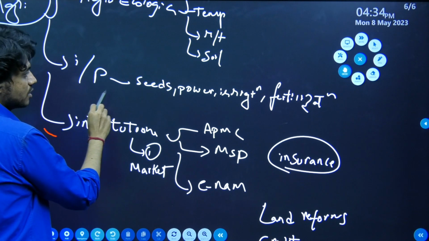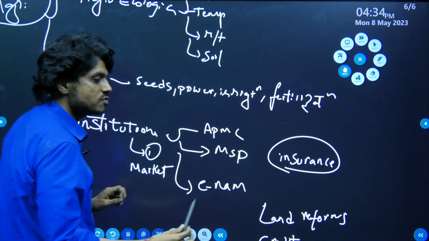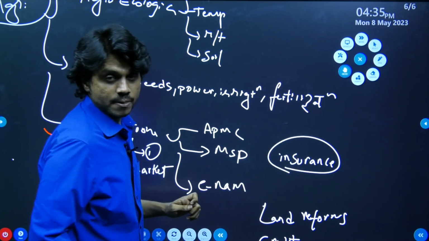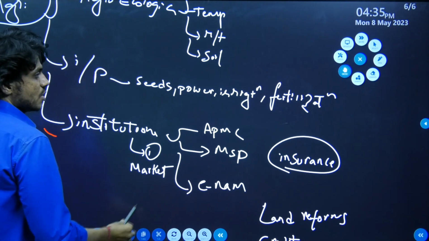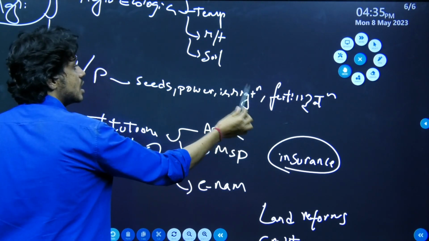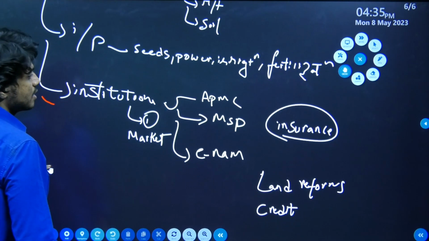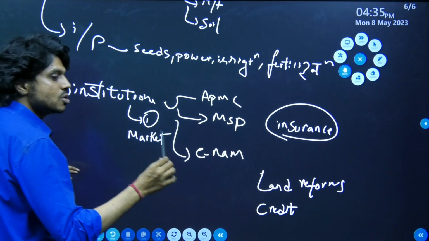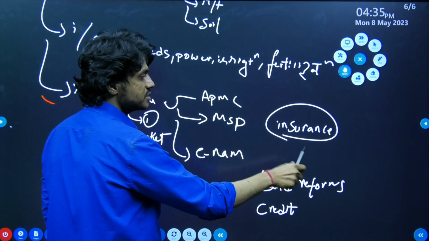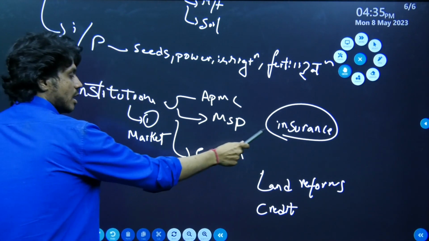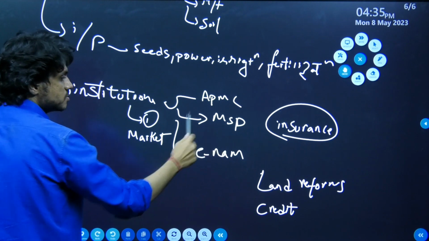One thing we can do to reduce this input cost is promotion of zero budget natural farming. That is one way we are doing. We are also providing biofertilizers and promoting organic farming, and the government is providing subsidies on this. Apart from this, the government is also providing safety to the income or production of the farmers in terms of insurance. The government is also providing an assured market in terms of the MSP.